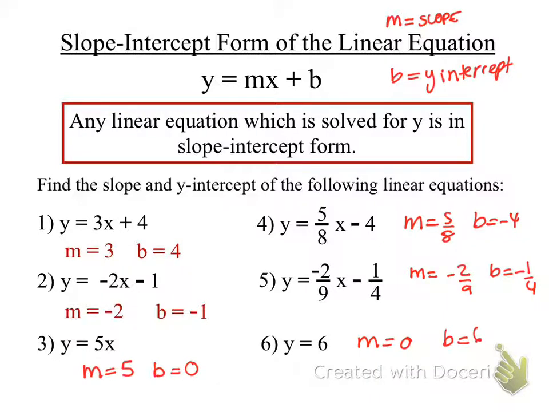What made the x disappear? Being right next to 0. So y equals 0x plus 6. Do you see how 0 times anything makes it disappear? Yep. Okay, questions?